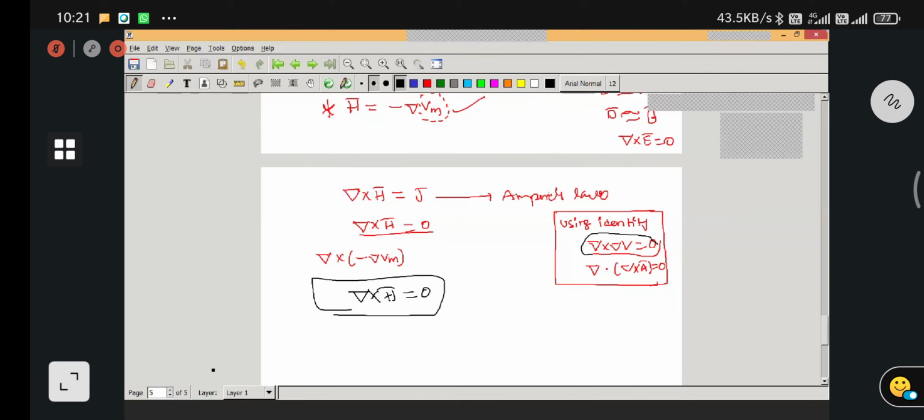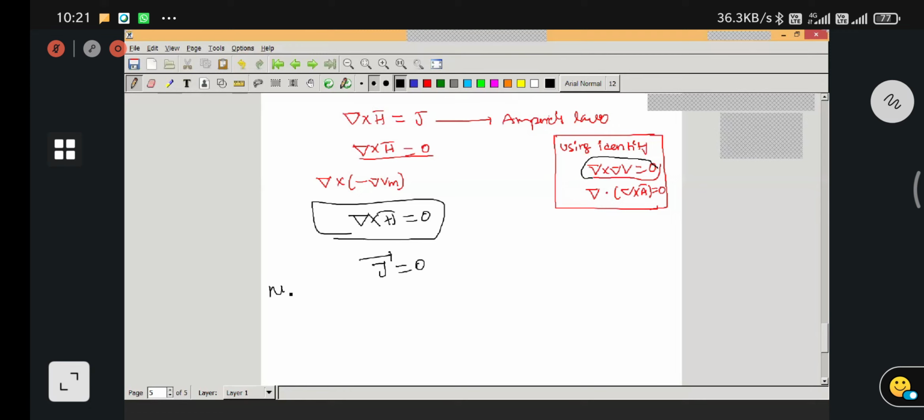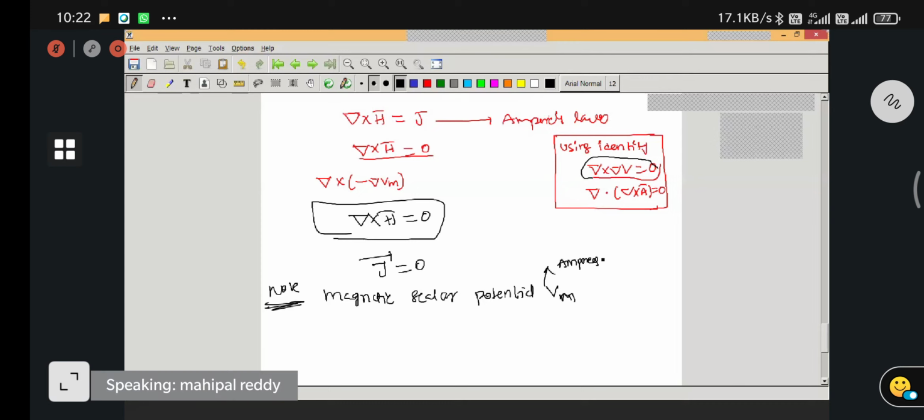Note: magnetic scalar potential Vm is only defined in a region where J equal to 0. Otherwise, it will not be understandable. Please observe. The potential Vm is a scalar potential, with unit of amperes. I'll discuss why it is amperes.